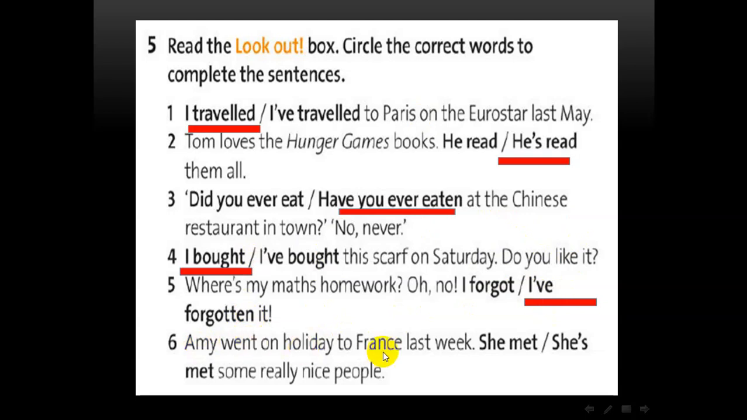6. Amy went on holiday to France last week. She met, or she has met, some really nice people. She met. Why? Because I have a phrase which tells me that this verb happened and ended. Finished time phrases, because I have a phrase indicating the past simple and that the action happened and finished, therefore she met.